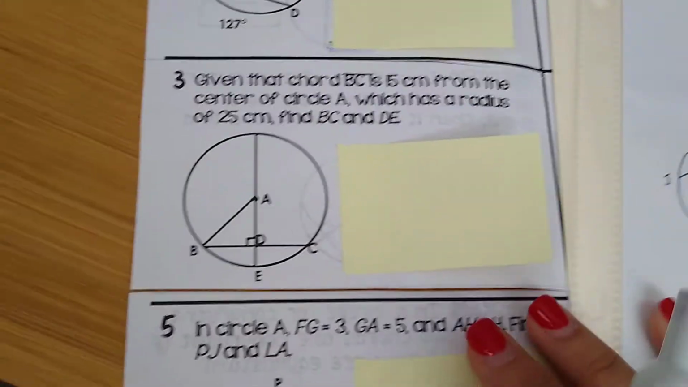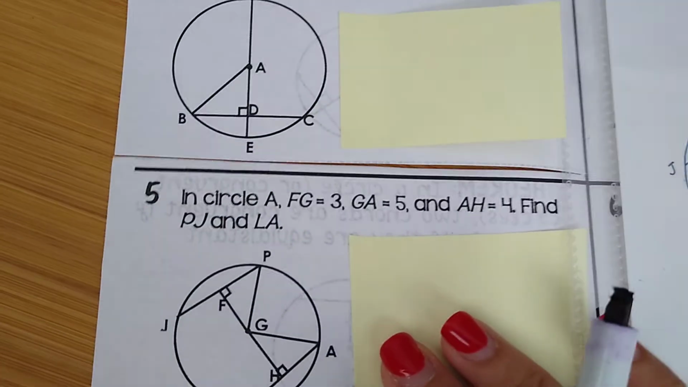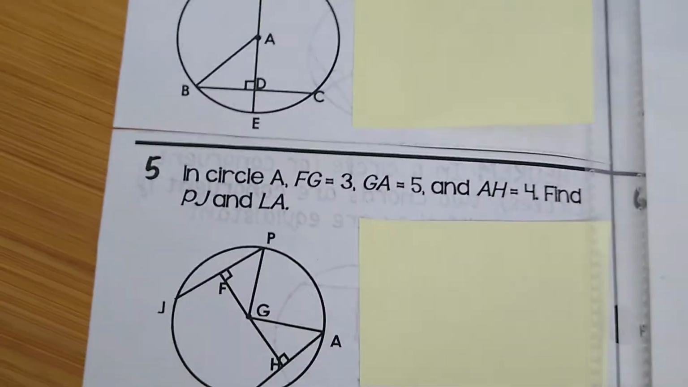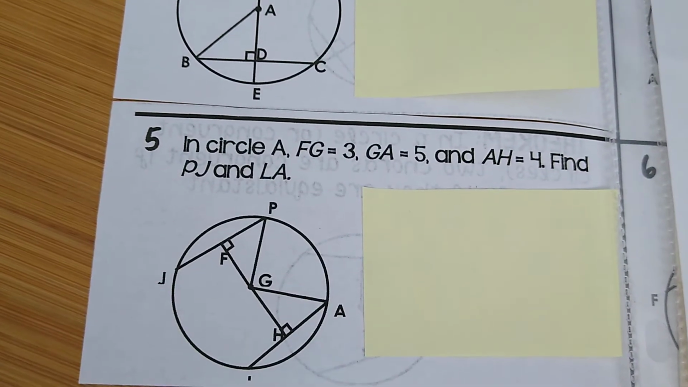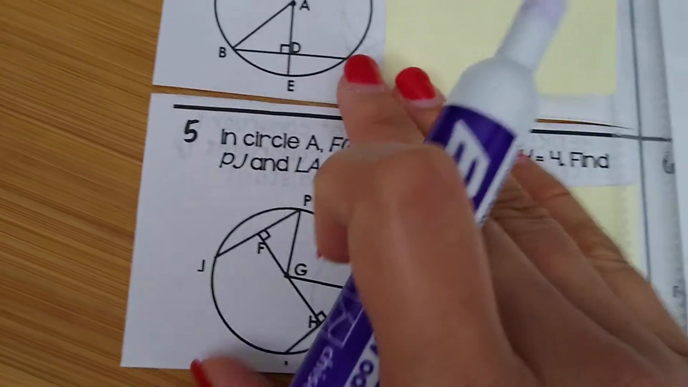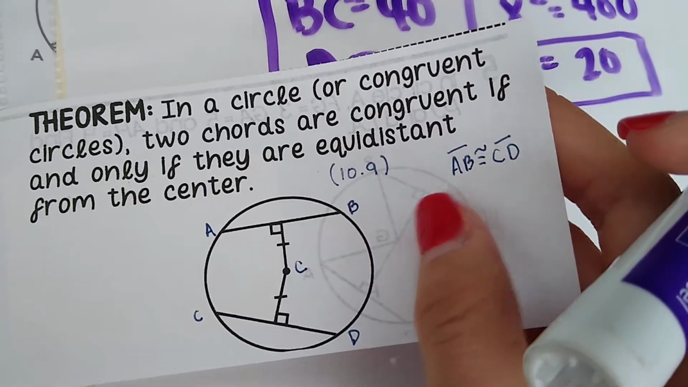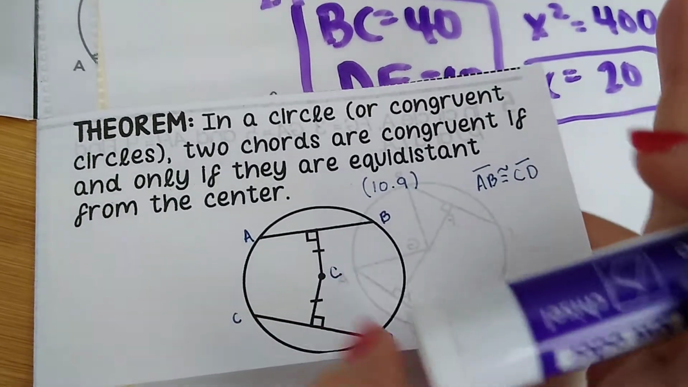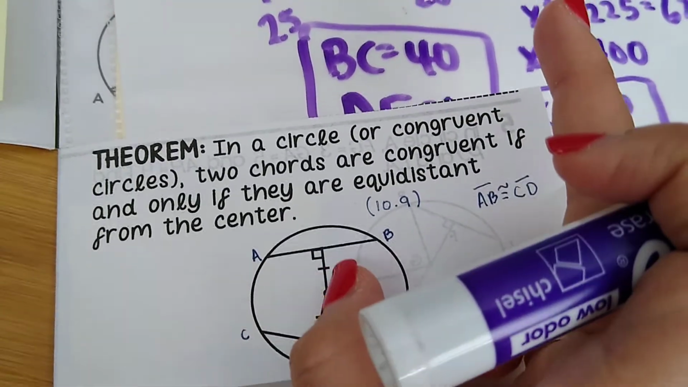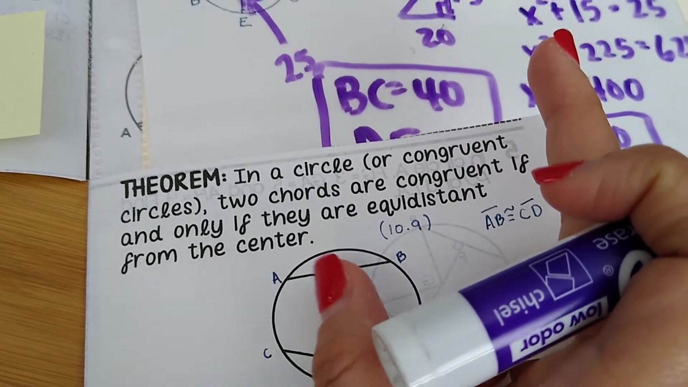Alright, so now we're going to go to our final one, and this one says in circle A, FG equals 3, GA equals 5, and AH equals 4. Find PJ and LA. So this theorem is actually the one that tells us that two chords are congruent if and only if they are equidistant from the center. So these chords AB and CD are congruent if and only if the distance is the same from the center for both of them.